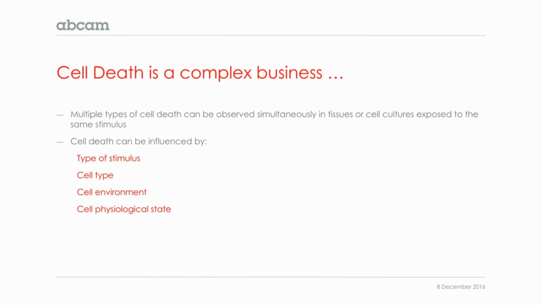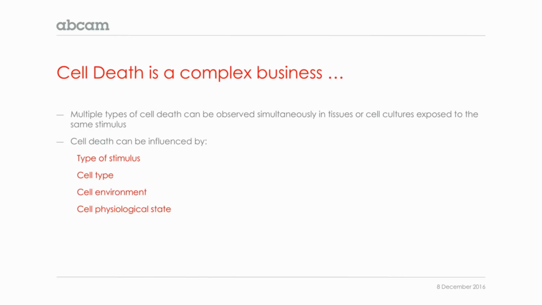So, as we have seen, cell death is a complex business. What often happens in living systems is that cells that are in the same tissue or culture conditions, even if they are treated the same way, can die by different mechanisms. This is because cell death can be influenced by several things. The type of stimulus, for instance. Different types of stimuli are more likely to activate some types of cell death than others.